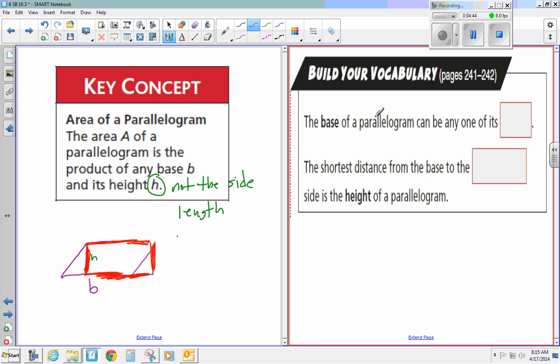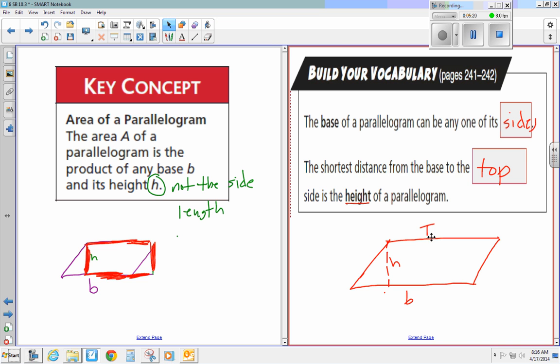So, the base of a parallelogram can be any one of its sides. So whatever side you want can be the base. The height, though, is the shortest distance from the base to the top side of a parallelogram. So here again is a parallelogram. Okay. This would be the base. This would be the top. The height would be the shortest distance right there.